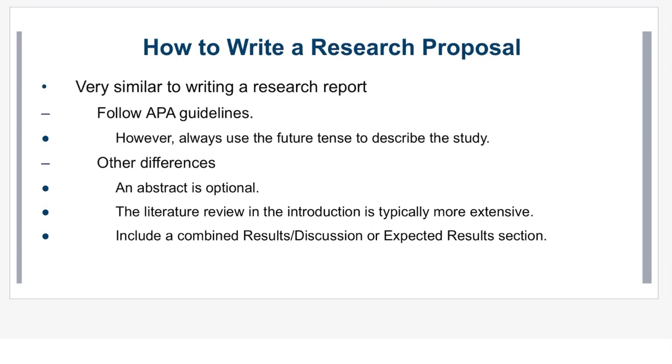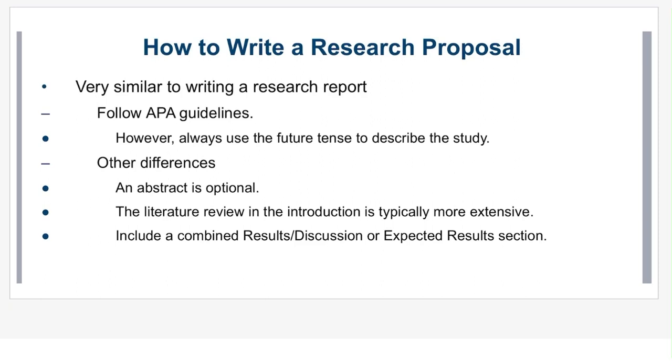Again, APA guidelines are very similar. One of the main differences is that, as we talked about in the research report, you're using past tense most of the time because you're referring to research that has already been done. But since we're talking about a proposed idea here, most of it is going to be in the future tense, because you're describing something that hasn't happened yet. We're saying things that we would do or we will do or that we would like to do in the study. Some of the other differences are that an abstract is optional. You don't have to necessarily have an abstract for a research proposal. It can be good practice writing the abstract for it, but it's not necessary.